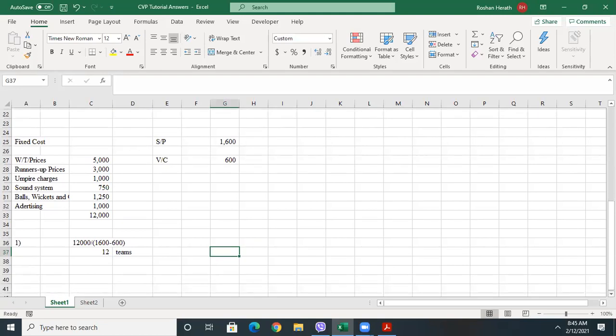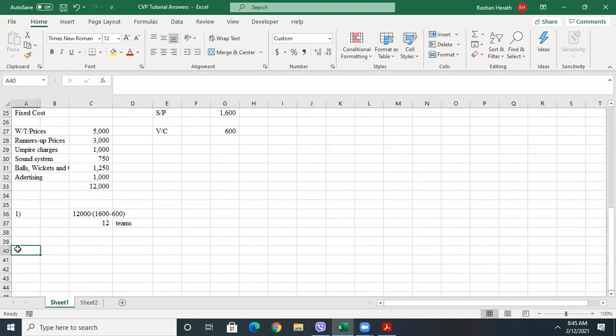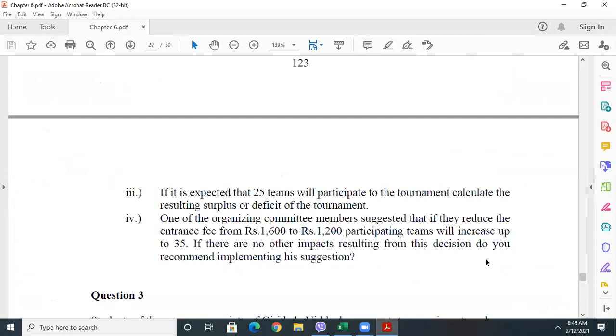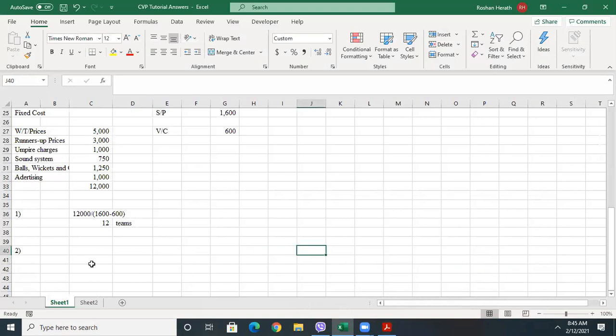Then it asks you the second requirement. If there are 25 teams, what is their profit or loss? So it is quite obvious. The easiest way to get this is, once you exceed the break even, the contribution you make is going to be your profit.